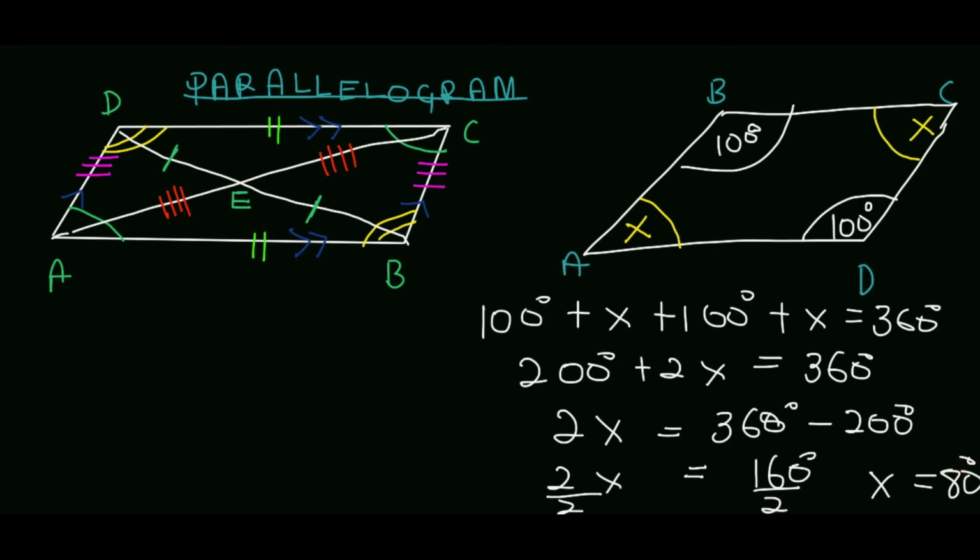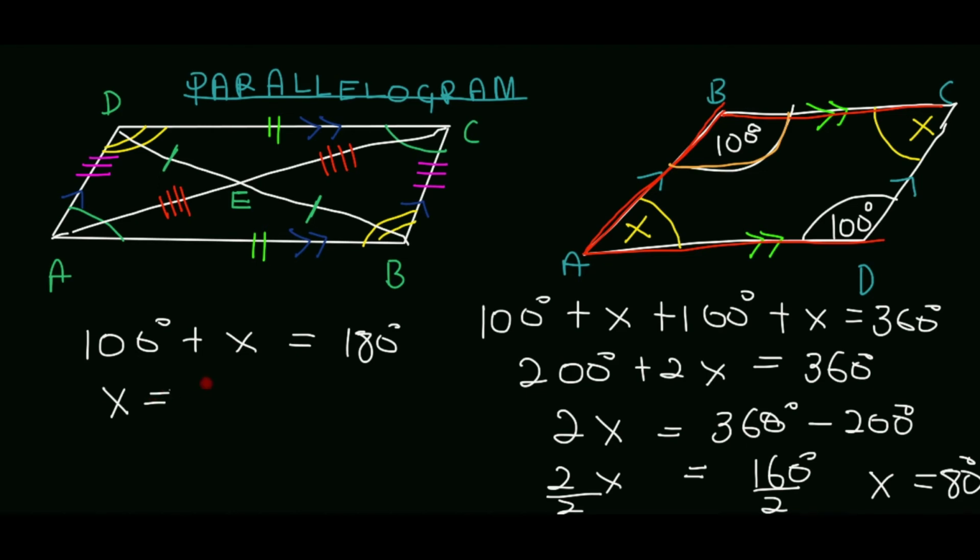But it turns out there is an easier way whereby I can find the value of x. Remember for a parallelogram, opposite sides are parallel. Because opposite sides are parallel, if this line and this line are parallel, I can take this line as a transversal. Therefore, this angle and this angle are co-interior angles, and co-interior angles are supplementary. This means 100 degrees plus x must equal 180 degrees. The reason is co-interior angles. Solving for x, x equals 180 degrees minus 100, which is 80 degrees. So that gives x.